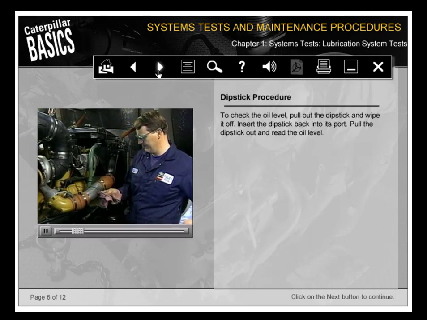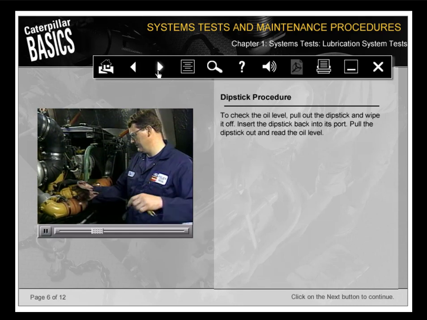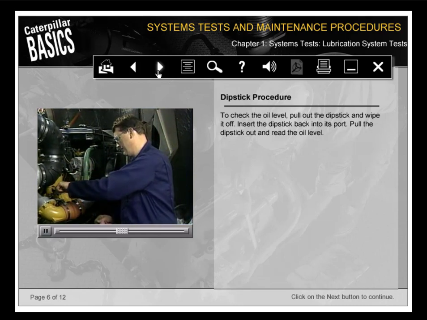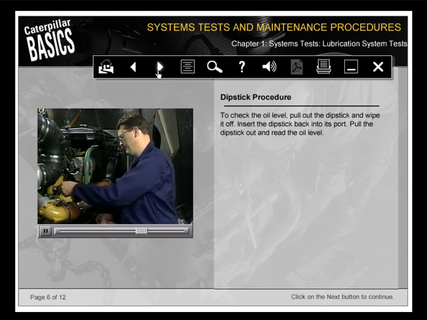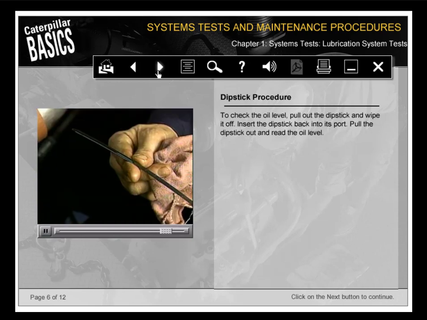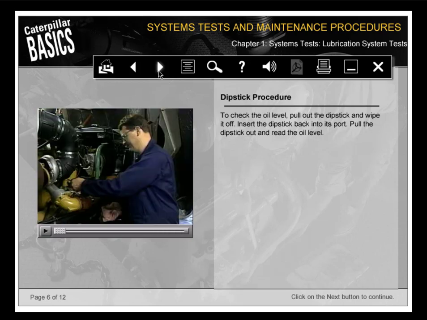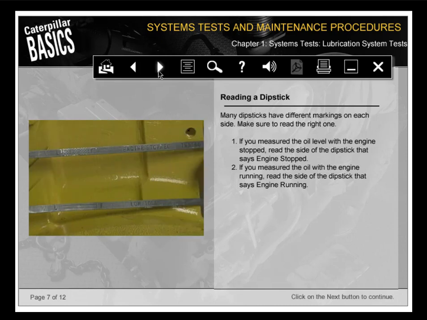To check the oil level, pull out the dipstick and wipe it off. Insert the dipstick back into its port. Pull the dipstick out and read the oil level. Many dipsticks have different markings on each side. Make sure to read the right one. If you measured the oil level with the engine stopped, read the side of the dipstick that says engine stopped. If you measured the oil with the engine running, read the side of the dipstick that says engine running.